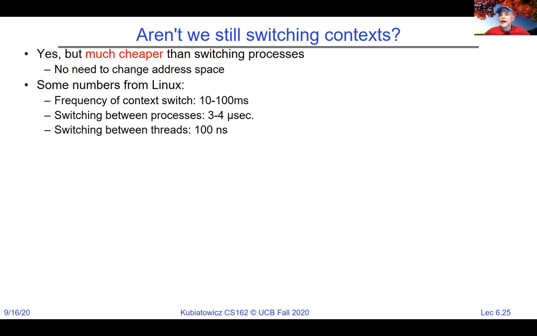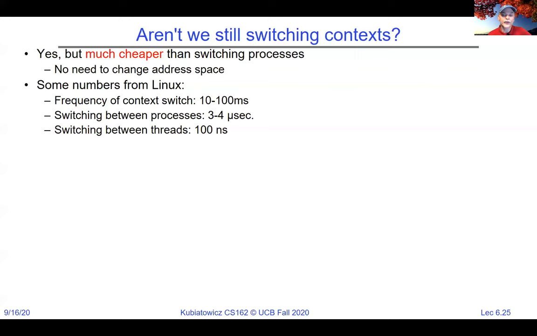The frequency of the context switch in a typical operating system like Linux is somewhere in the 10 to 100 millisecond range. The overhead is about 3 or 4 microseconds, so you can kind of see where this goes. This is in the small range. Switching between threads was much faster, in the 100 nanosecond range.